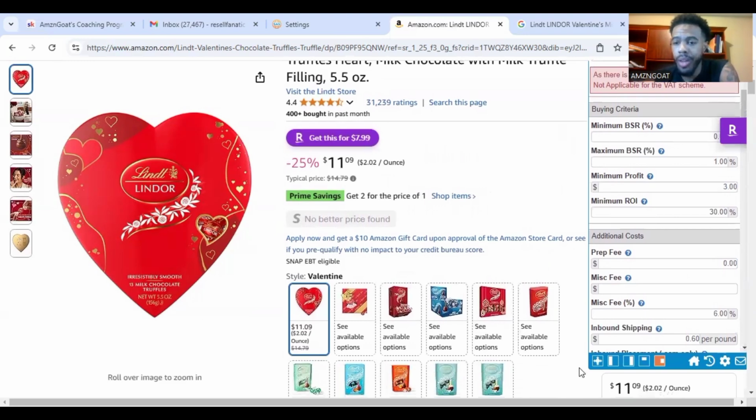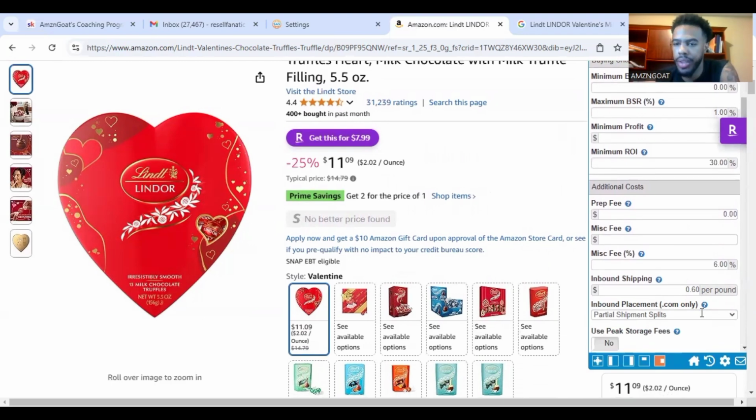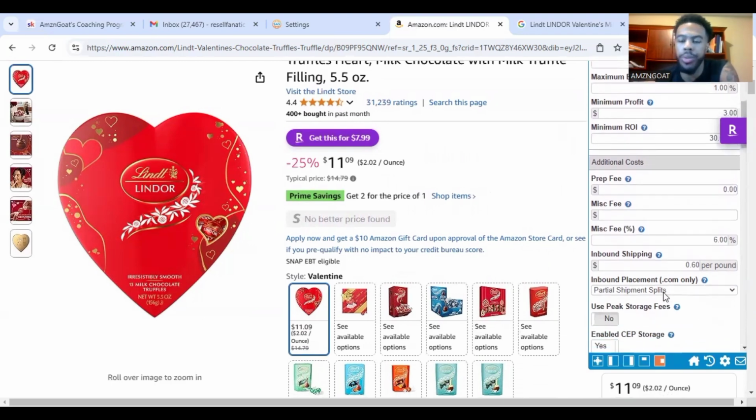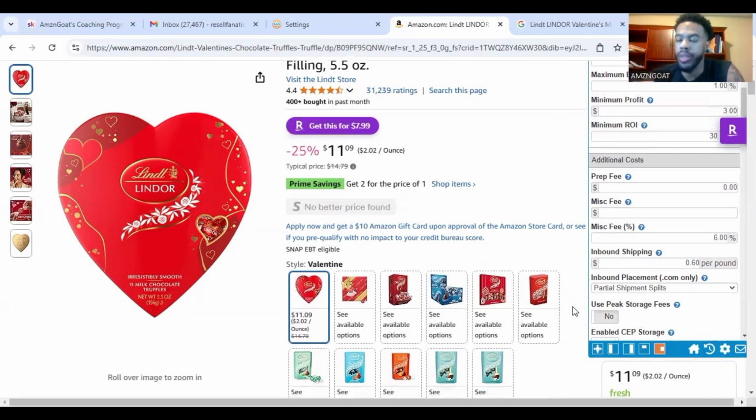But again, stay as accurate as you can on these inbound shipping fees and whether you are doing partial shipment splits, minimal shipment splits, or Amazon optimized splits, and that sales tax, super important. Unless you want to calculate the sales tax of all of the products that you're selling. I don't think anybody really wants to do that.